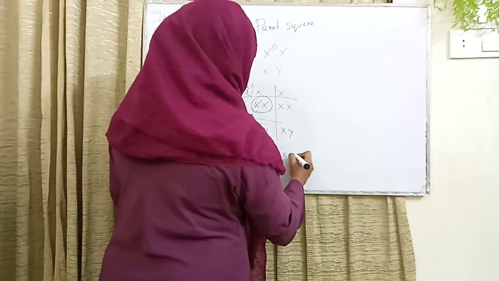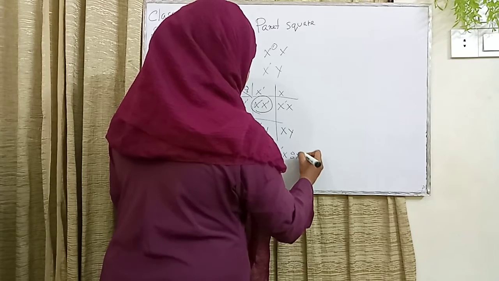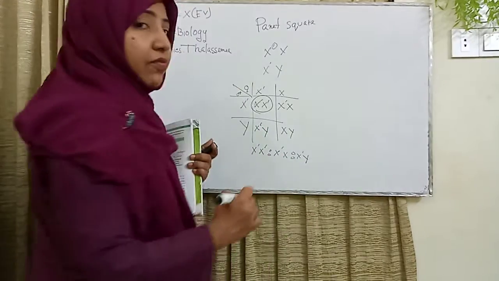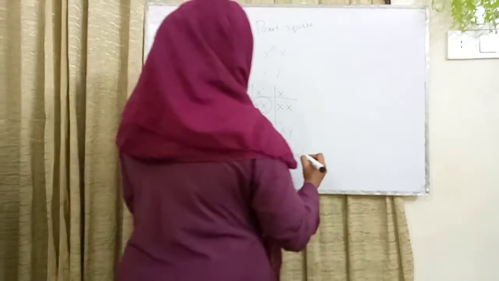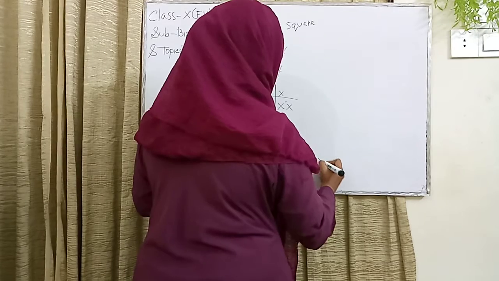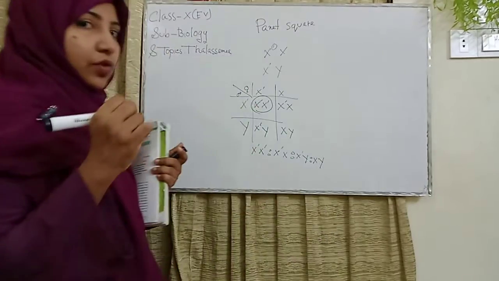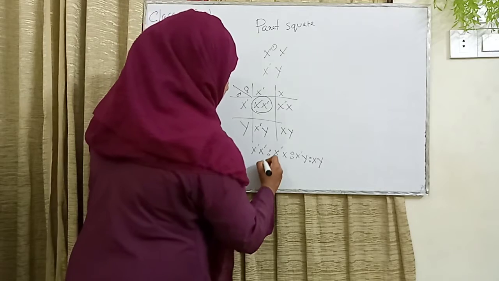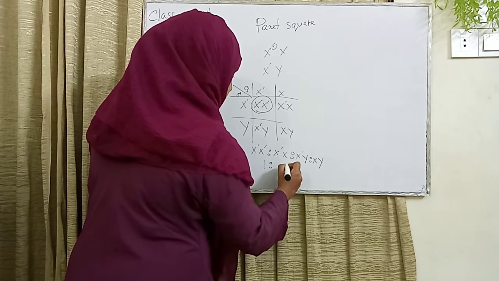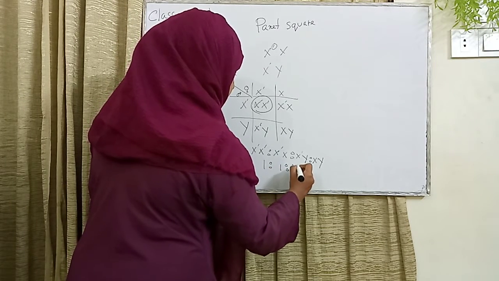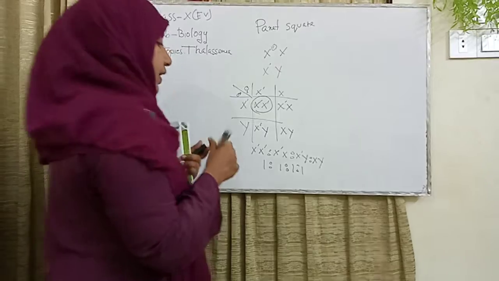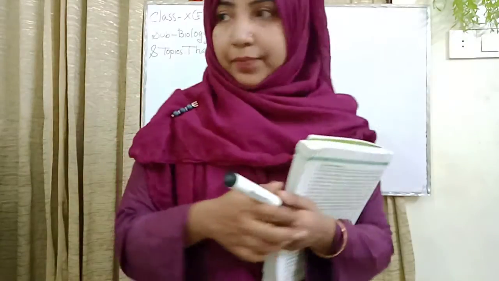Another structure is X prime and Y, the ailing father. And another structure is X and Y, the healthy father. So the ratio is 1:1:1:1, the fourth structure.